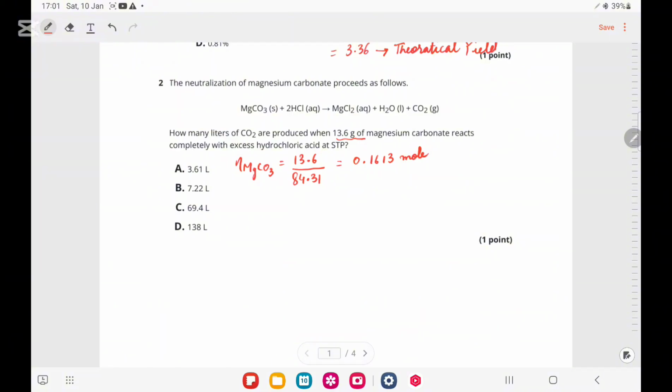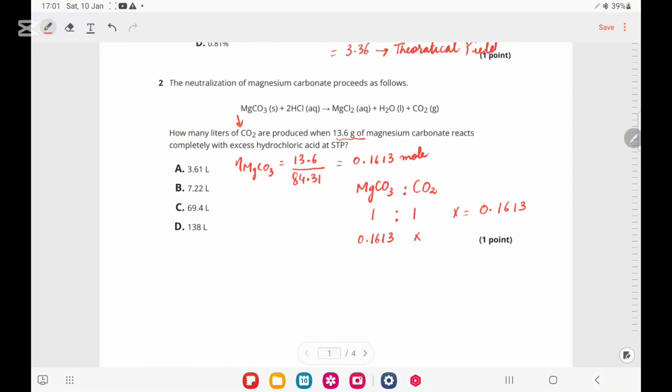So now we need to find the volume of carbon dioxide. For that purpose, the unknown is going to be put on the right hand side, and the known, which is magnesium carbonate, I am putting on the left hand side. From the equation it is 1:1. So if it is 0.1613 moles, it is going to be X, and X also comes out to be 0.1613 moles.